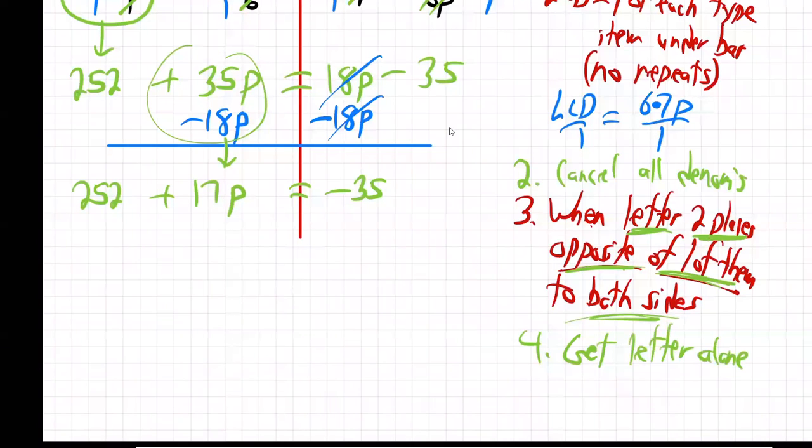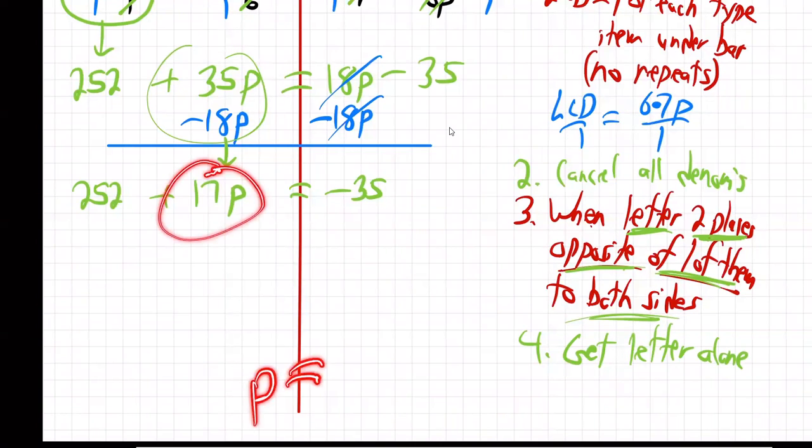So what we mean by that is this letter right here is saying, I want to be alone. I want to be all by myself, right? He's a loner. The letter's a loner. So we want to get that letter alone. What's going to make that happen? That means we got to get rid of that 252. We got to get rid of that 17. And then the P will be alone, right?